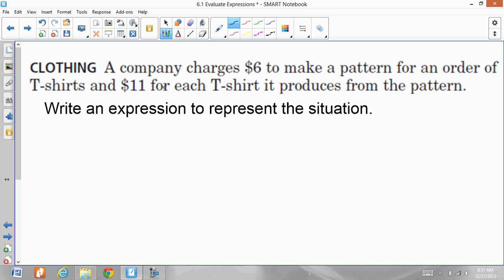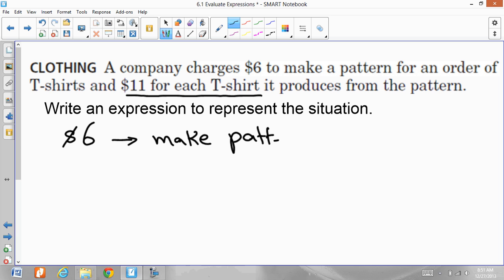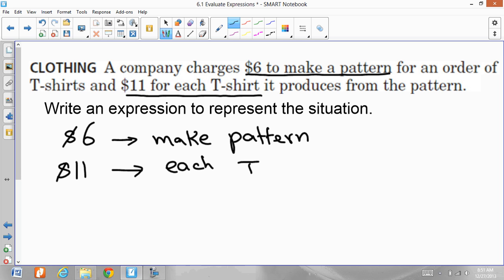Now pause the video, read the question. Let's begin together. The company charges $6 to make a pattern for an order of t-shirts and $11 for each t-shirt. Number one, you have to understand that you need to underline the key phrases. So it takes $6 to make a pattern. So that's the one information that is given from here. The second information is it takes $11 for each t-shirt.